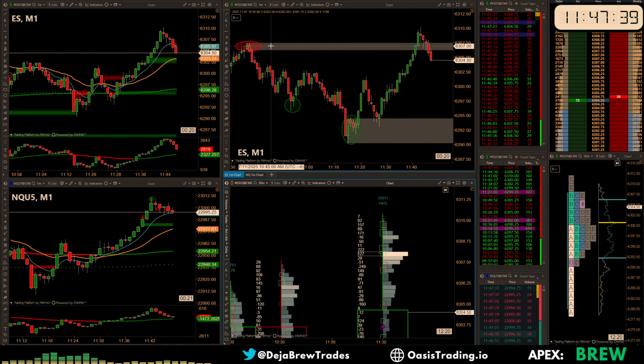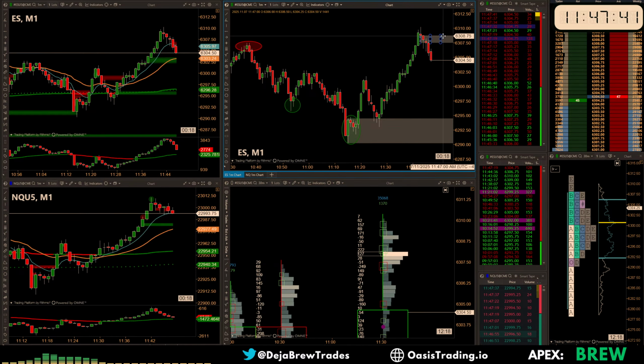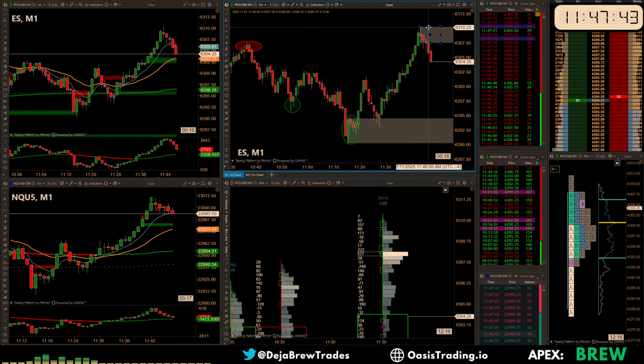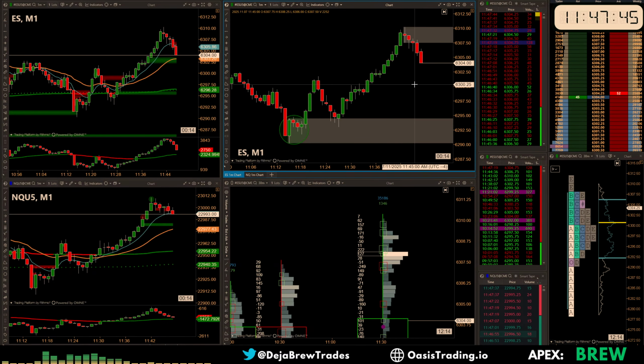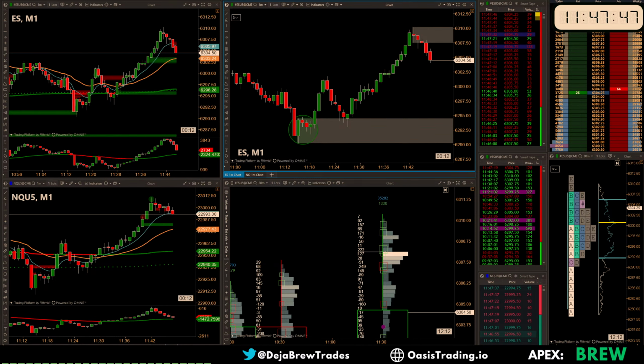Okay, so we used up this prior level, so let's grab the more recent level, which is that doji right there, causing a little bit of a sweep on the high. That's where the 1 minute pinch came to an end.